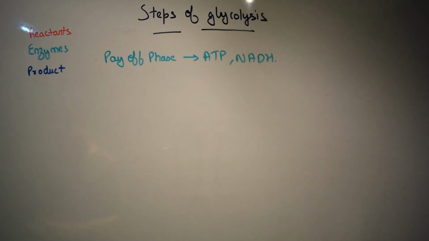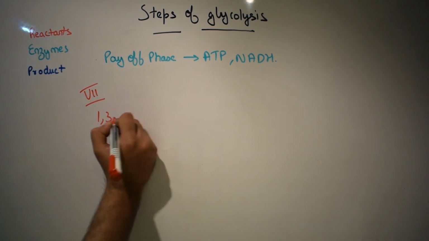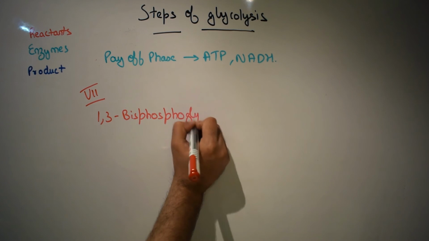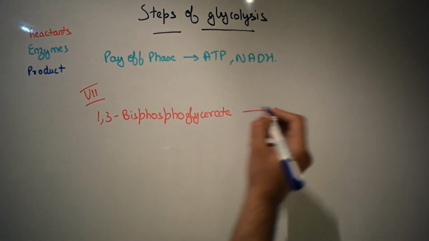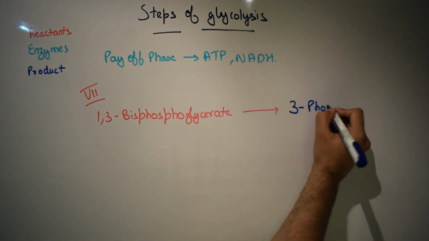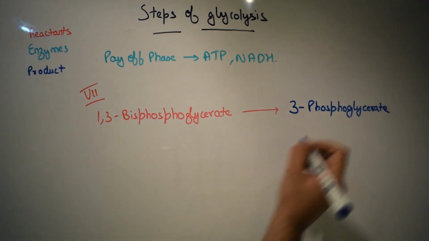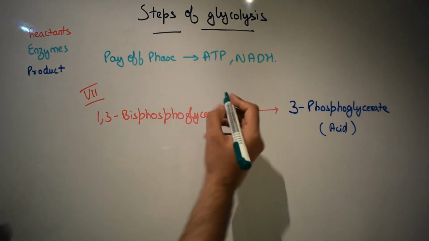So in the 7th step of glycolysis, we have the 1,3-bisphosphoglycerate, and it is a charged up molecule, as I have told you in the last step. By the action of the enzyme phosphoglycerate kinase, it leads to the formation of 3-phosphoglycerate. So now 3-phosphoglycerate is formed, and this 3-phosphoglycerate is an acid. What happens to the phosphate group that is lost? The phosphate group that is lost is transferred to ADP for the production of ATP, and it all happens through the enzyme phosphoglycerate kinase.